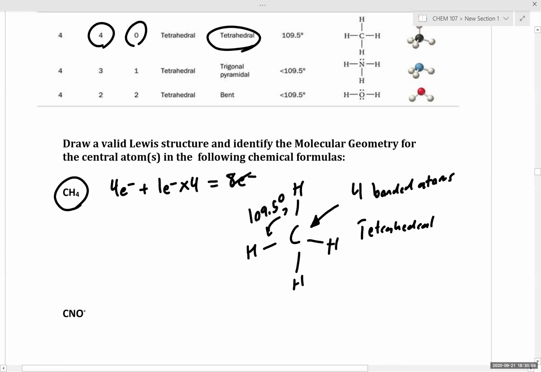Notice how all of this analysis is built upon the fundamental skill of drawing Lewis structures. So you're going to want to make sure you have that as solid as possible. And if you need more practice, there are plenty of practice examples in the workbook as well.